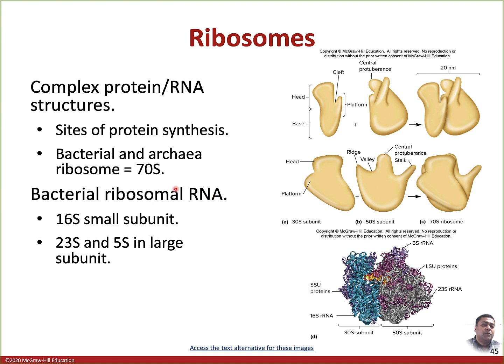So the bacterial ribosomal RNA in the smaller subunit is the 16S. If you just look at this, the small subunit is made up of 30S. Out of that, the 16S is from ribosomal RNA, and the rest of it is from protein to make it a 30S unit. Whereas the large subunit is 50S, made up of 23S and 5S. These are the two ribosomal RNAs, and the rest of the 50S is made up of protein. And these together make a 70S bacterial ribosome.